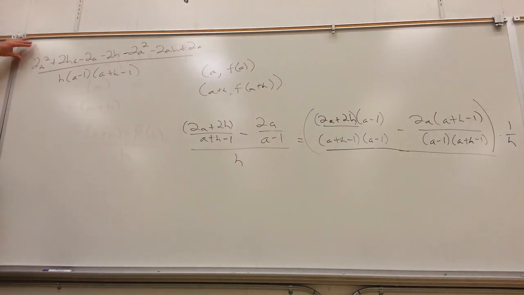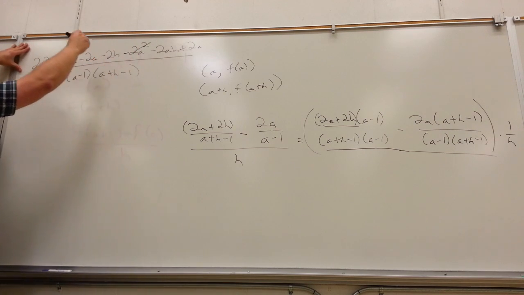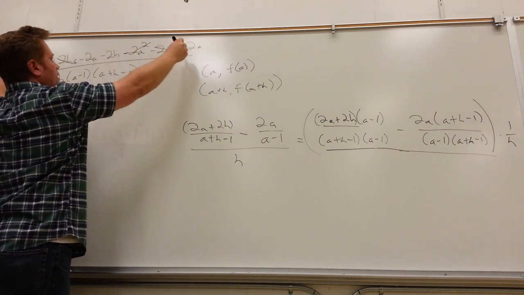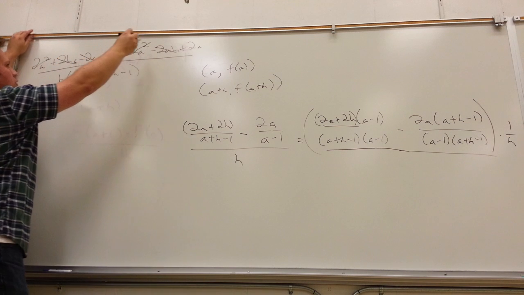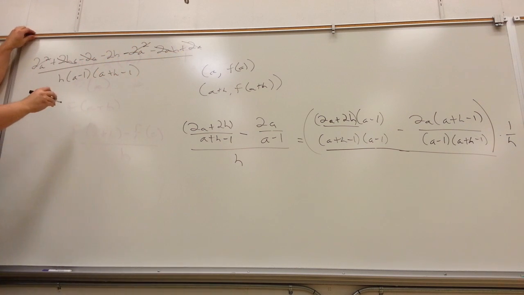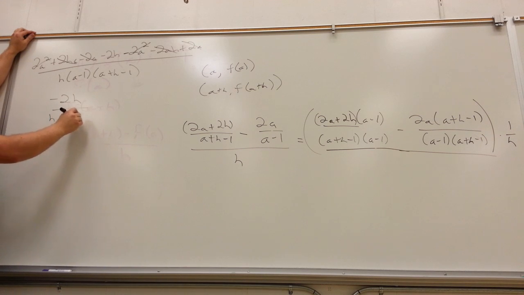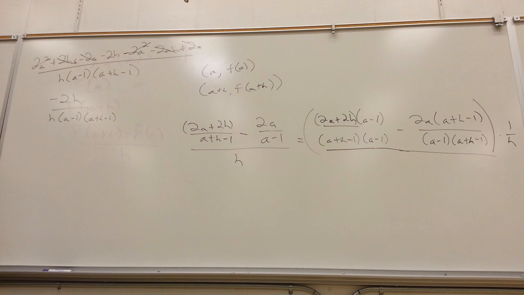So then what happens here? The 2a squareds go away. 2ha goes away. The 2a's go away. Wow. And now finally, like I said, the h goes away. Sweet. How are we doing? Is that all right?